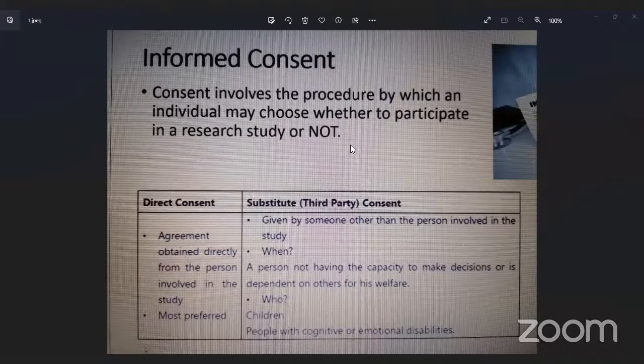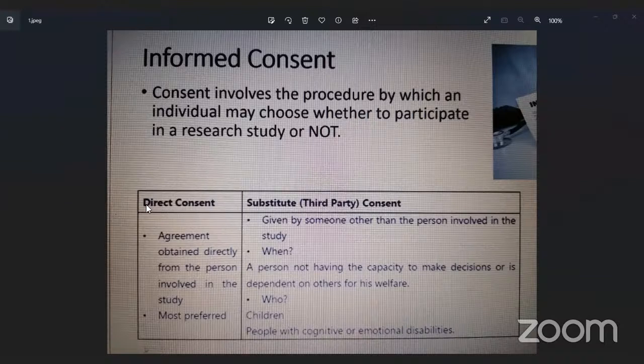Assalamu alaikum. Hello, fellows. My greetings, Dr. Nadir. So, as Dr. Anamariq said, I will be talking about informed consent. As you know, doctors, informed consent is one of the most important ethical issues in doing research. Informed consent is a consent that involves a procedure by which an individual may choose whether to participate in a research study or not.